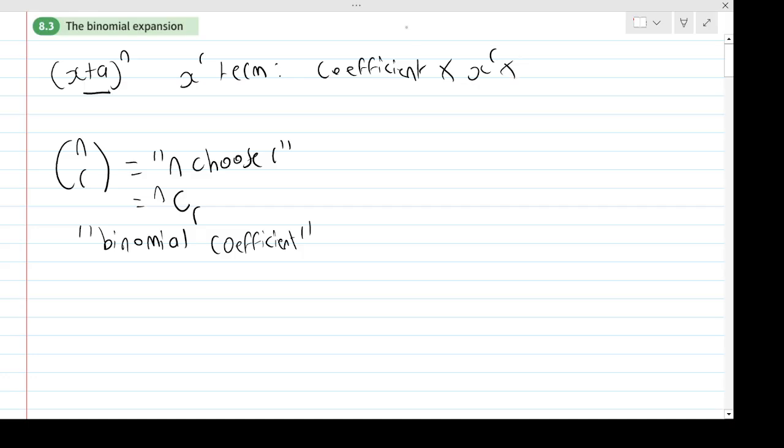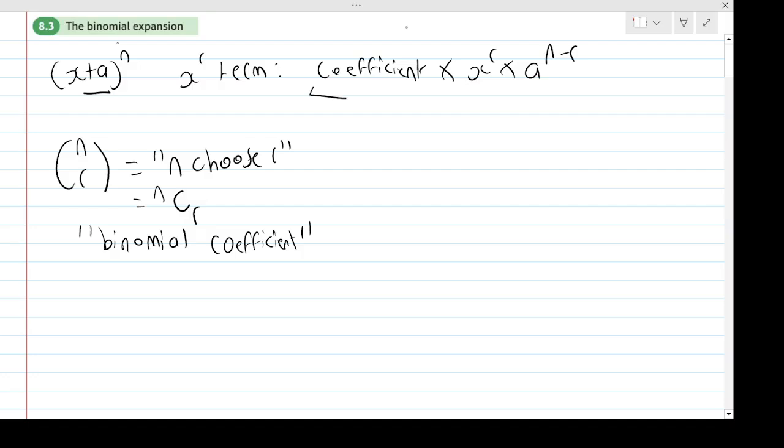So then we have to multiply by a. Then we need to multiply by the remaining power. That would be n minus r, because remember, we want the two powers for the terms x and a to add to n, the overall power of the bracket. Well, r plus n minus r, the r takes away, so we get n. So that's the idea.